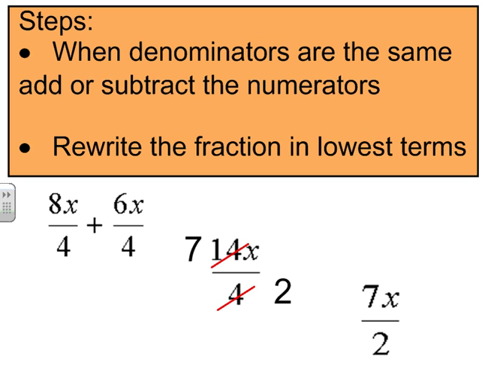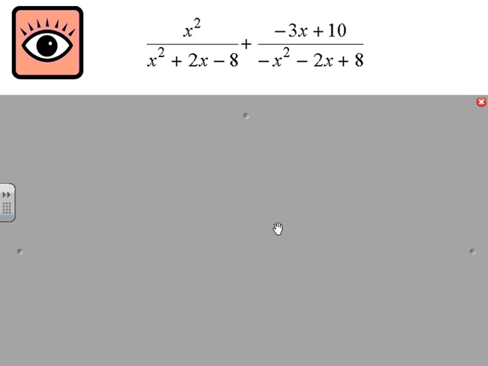Here's a little bit more involved with binomials. We have x squared divided by x squared plus 2x minus 8 plus negative 3x plus 10 divided by negative x squared minus 2x plus 8. We notice the denominators are not exactly the same, but they're exactly opposite. Here we have a positive x squared, here a negative x squared. Here a positive 2x, on the other side a negative 2x, negative 8, positive 8.